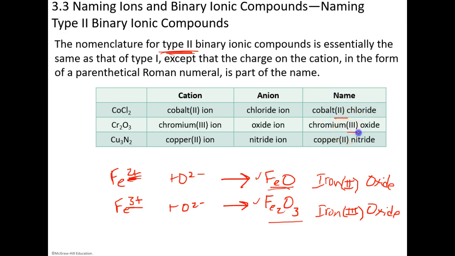Notice they're showing you examples here. They're taking the cobalt 2 ion and the chloride ion, the chromium 3 and the oxide, and the copper 2 and the nitride. And they're calling it copper 2 nitride because that's the copper. The way you figure that out is the reverse crisscross. So 2 there, 3 there.